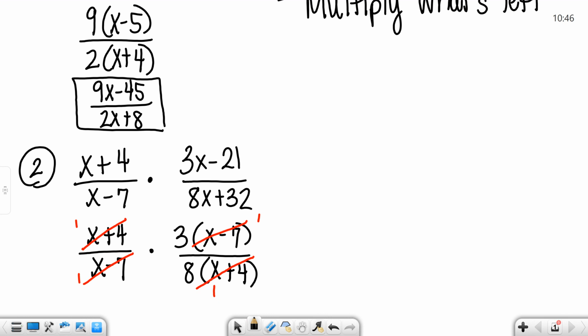Well, the only thing I got left is a 1 times 3 times 3 in the numerator. In my denominator, I have a 1 times 8 times 1. So I end up with 3/8.